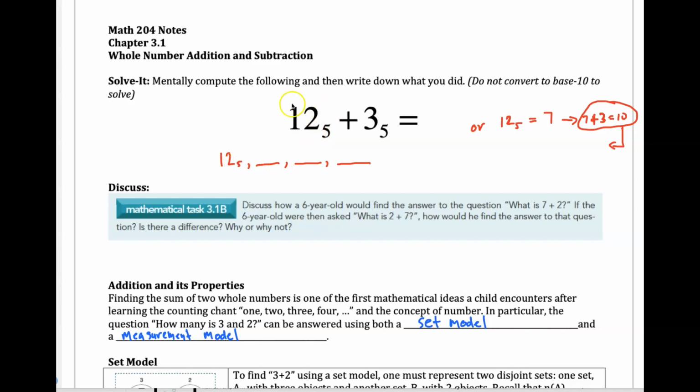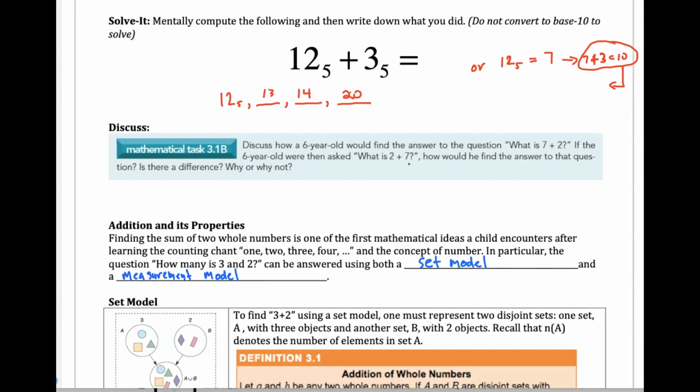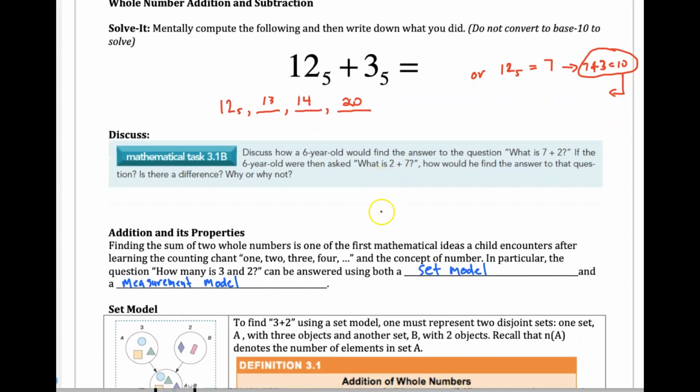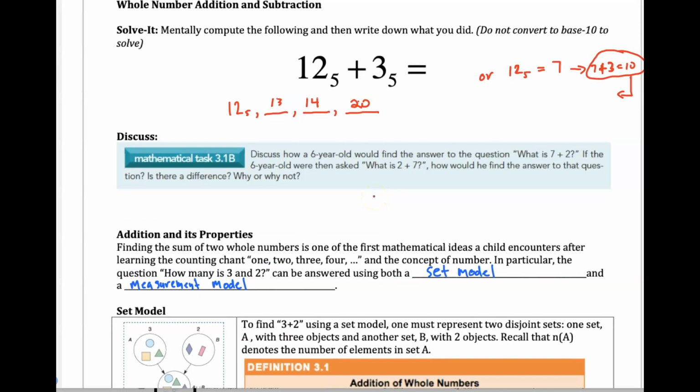In my head, I'm thinking that 12 in base 5 is the same as 7. One group of 5 and 2 ones is 7, and then 8, 9, 10. But 10 is 20 in base 5. This would just be 13, 14, and instead of 15, it becomes 20. So that's one way to think about it. But we'll look at more strategies for adding mentally as we go on with this section.